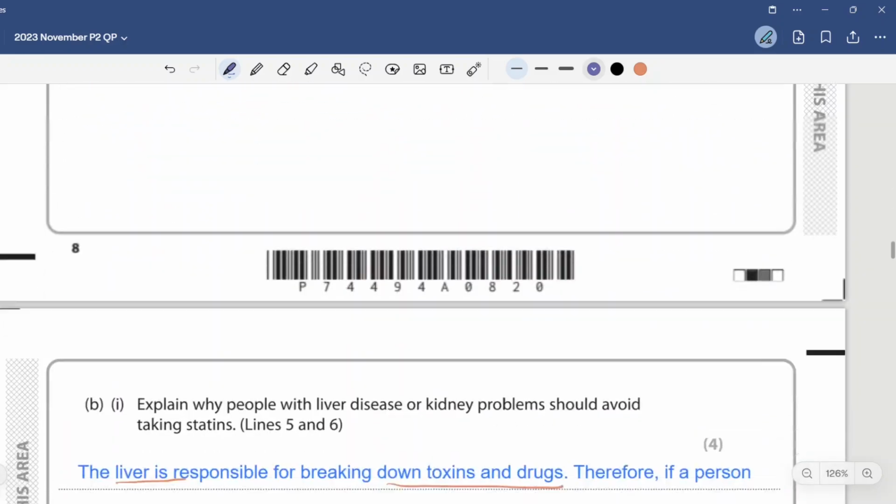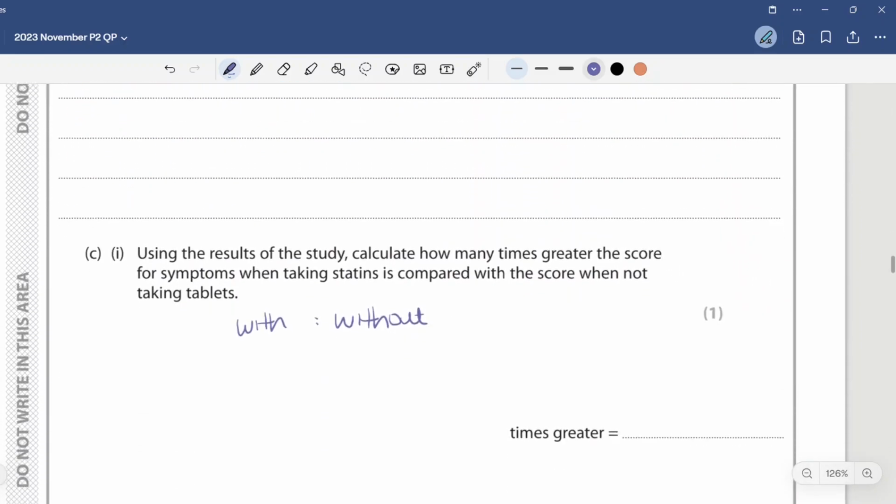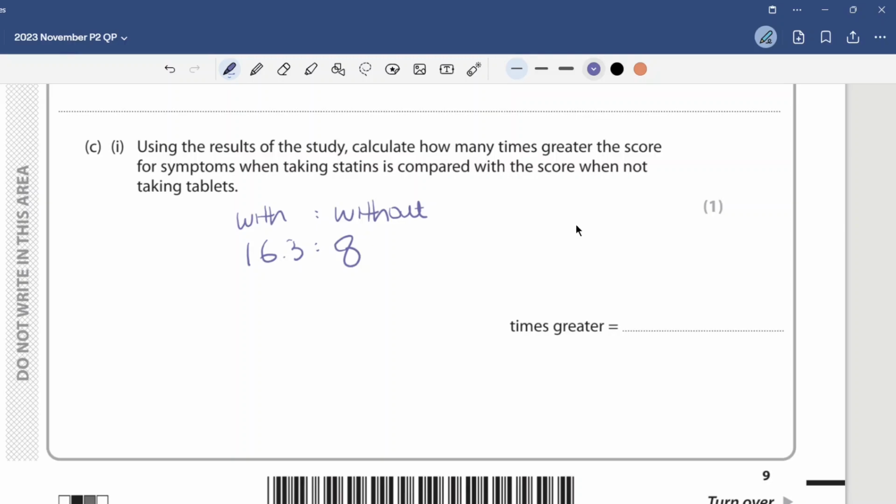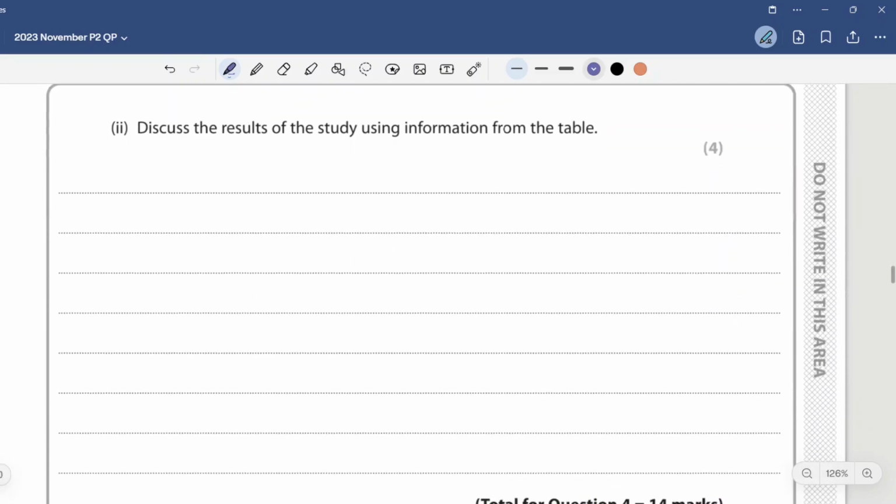16.3 and 8. So let's simplify this first by dividing by the smallest number. We get 1 here, and then we get 2.0375. So it'll basically be 2 times greater. Or you can say 2.04 times greater. That's fine too. All right, part 2.